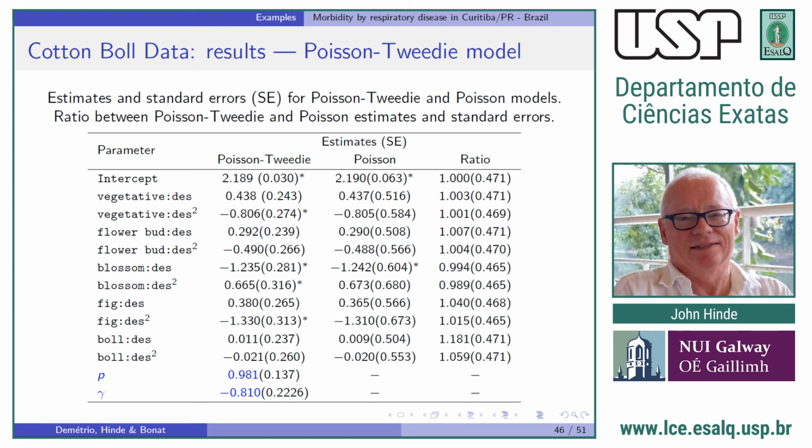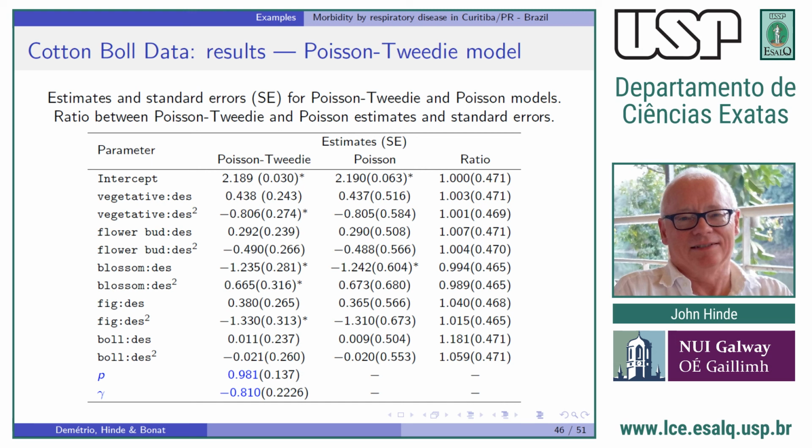Well, it's obvious, isn't it? Again, the estimates really do not change. That's quasi-likelihood. Poisson estimates don't change. It's pretty much the same, ratio of 1. What happens to the standard errors? Here's the Poisson standard errors. Here's the Poisson-Tweedie one. And when you look at these, they're considerably smaller.